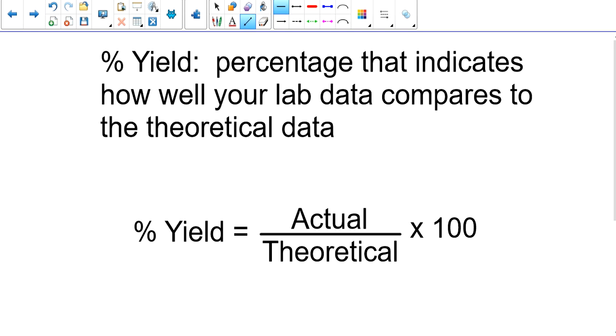Just wanted to make one last video for you guys while I'm gone. This is called percent yield.